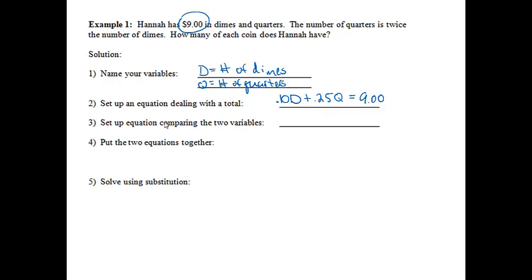The second one, it says to set up an equation comparing the two values. It tells us that the number of quarters is twice the number of dimes, and I know the word "is" means equal to, so Q is equal to twice the number of dimes. So twice the number of dimes would be 2D. We now have two equations: 0.10D plus 0.25Q equals 9, and Q equals 2D.